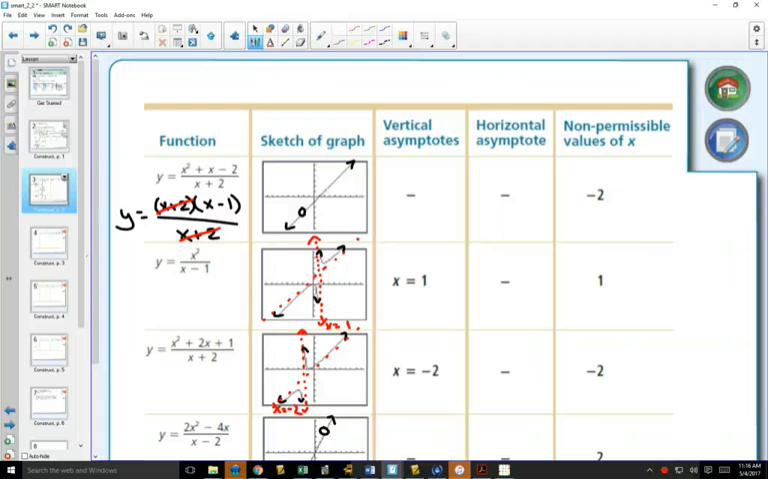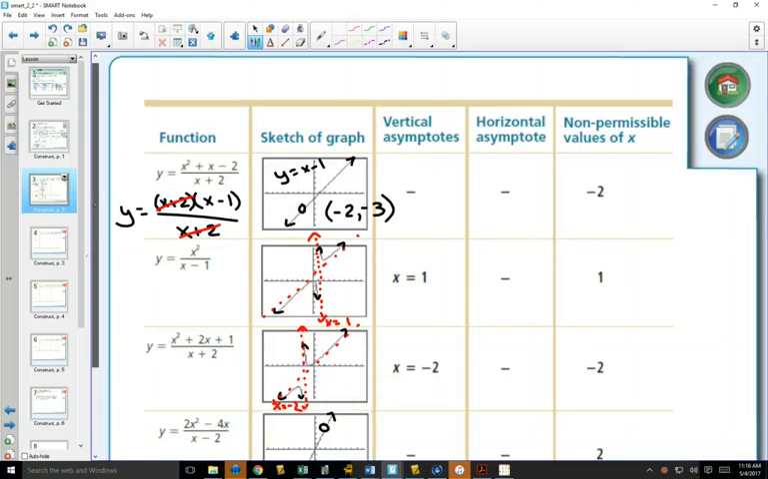And I know that I'm going to have a hole when x is equal to negative 2. If I want to know what the y coordinate is, I say to myself, well, since this simplified to be just x minus 1, when I plug in negative 2, I'm going to get negative 3, and that's where the hole is in that graph.